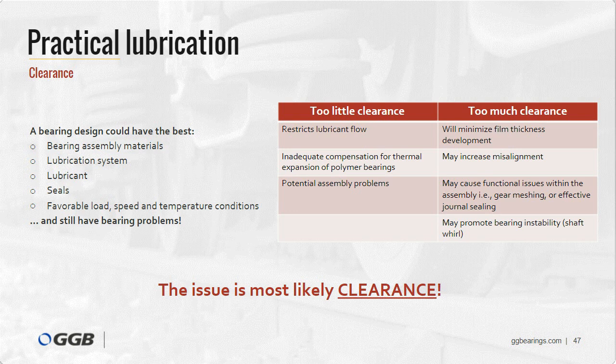Too much clearance, on the other hand, will minimize film thickness development, since the oil cavity may become too large to completely fill with lubricant. Too much clearance can cause misalignment and lead to severe edge loading of the bearing, or even functional issues with the assembly in applications like gear pumps, where gear mesh tolerances are critical.